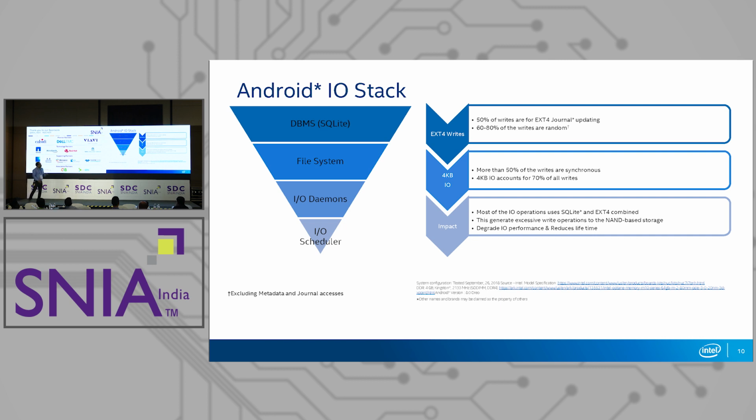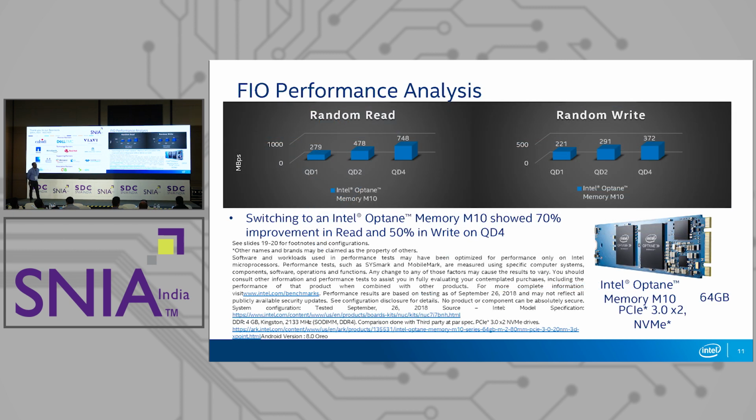So we tried to do the traditional performance analysis. As I was saying, in the previous slide you can see that 60 to 80% of the writes are random writes. So we took the analysis to see how my random read and write performs. By switching to the Intel Optane M10 series, which is the primary series, we have an M15 series coming into the market, which is much better.